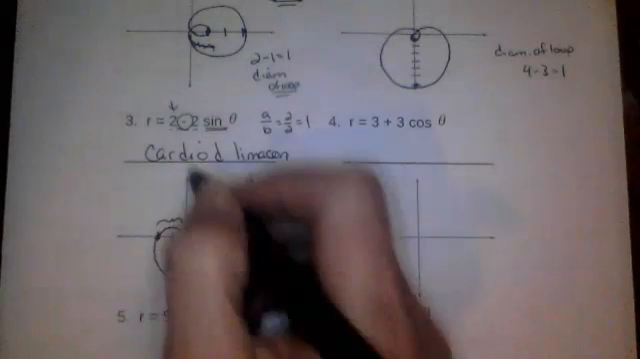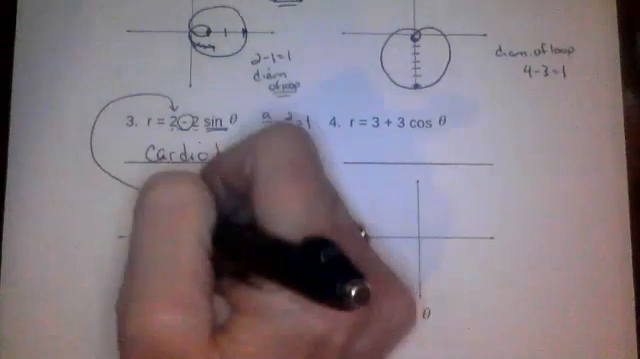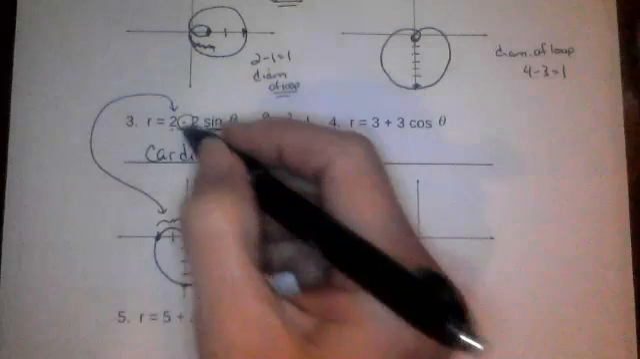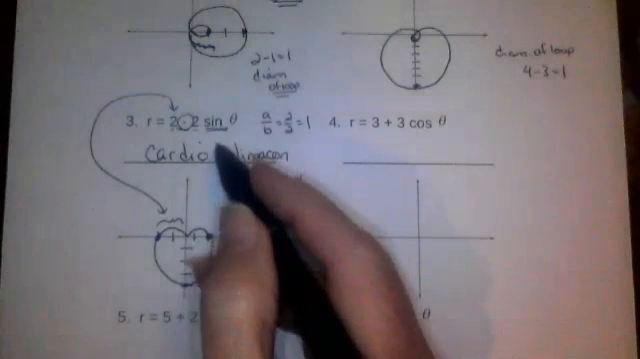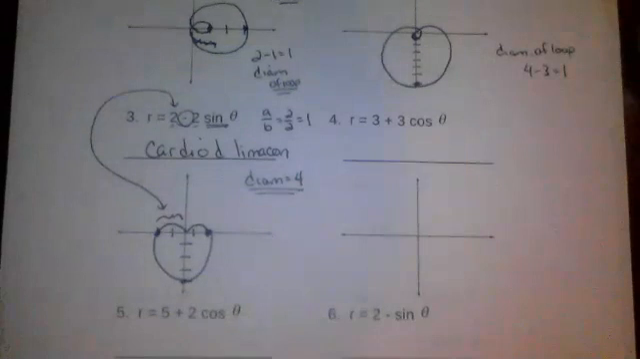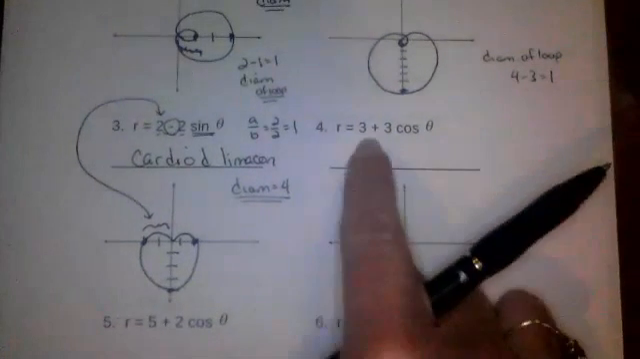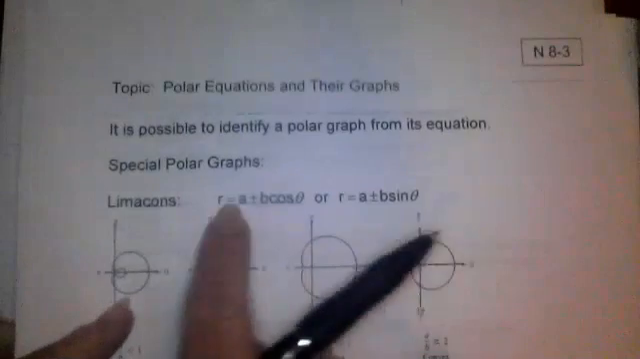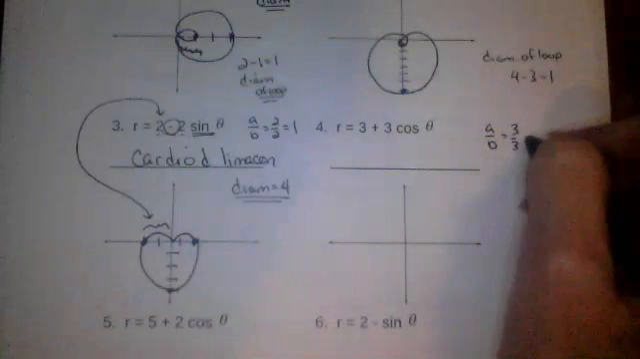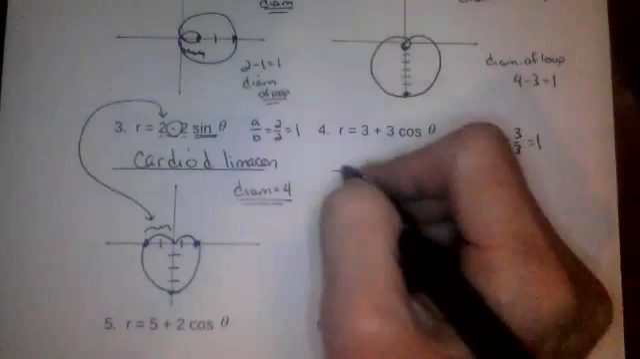This comes from here, the number in front. All right. So negative puts us on the, sine puts us on the y-axis. Negative puts us on the negative y-axis. All right. So next one, still the same type of form. This time we've got a cosine. And a over b is 3 over 3, or 1 again. So it's still going to be a cardioid.